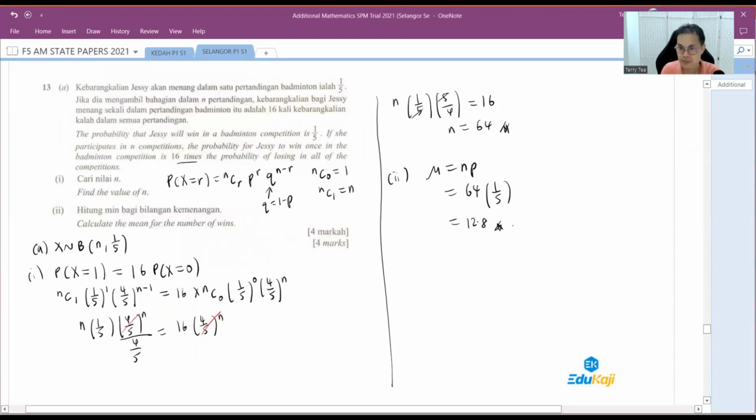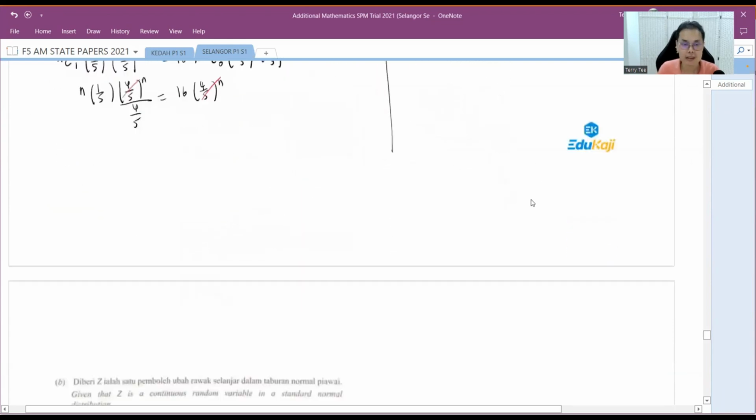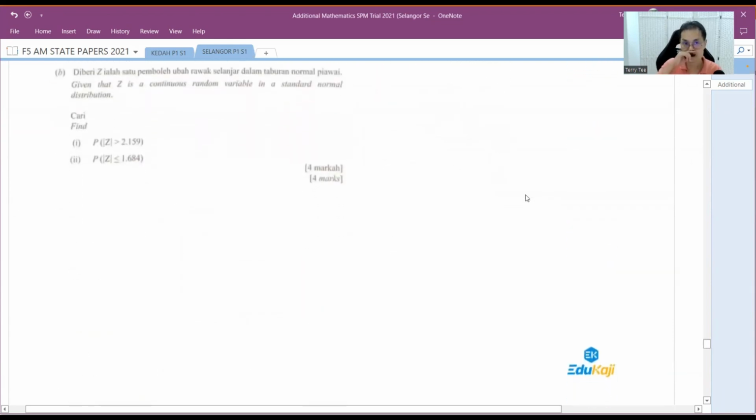Okay. Now, this is part A. Let's move on to part B. Part B is a normal distribution. Okay, normal distribution, the first part, modulus z more than 2.159.